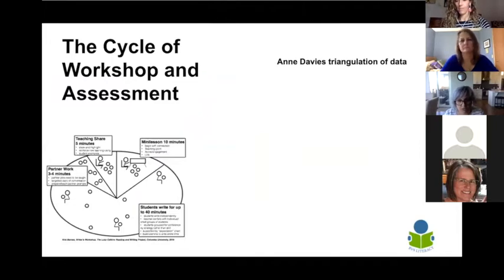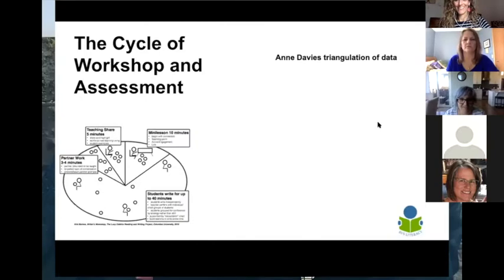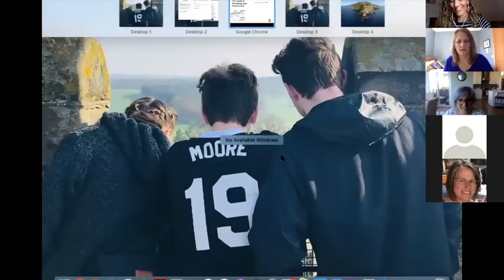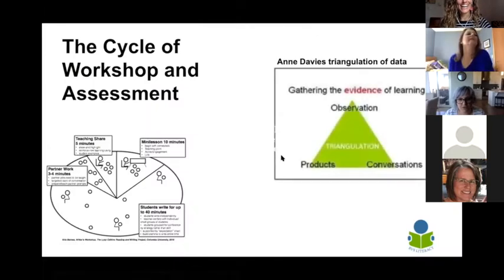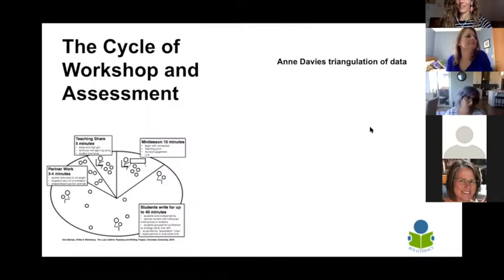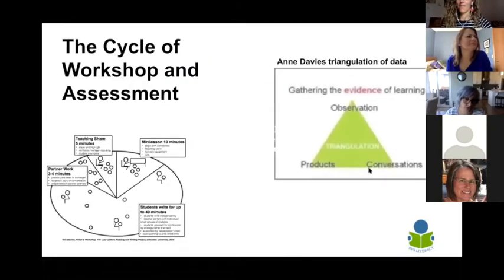So if we look at Anne Davies's work about the triangulation of data, let's get Jody to click on there. Yeah, so we have the triangulation of data: observation, conversations, and products. So when we look at how this works with workshop, we have a lot of different opportunities.